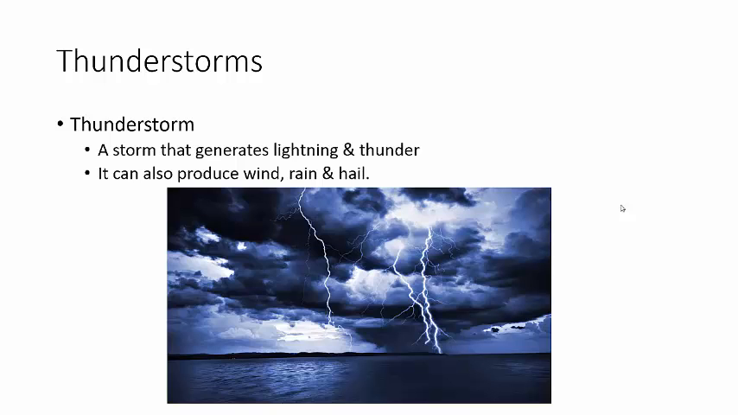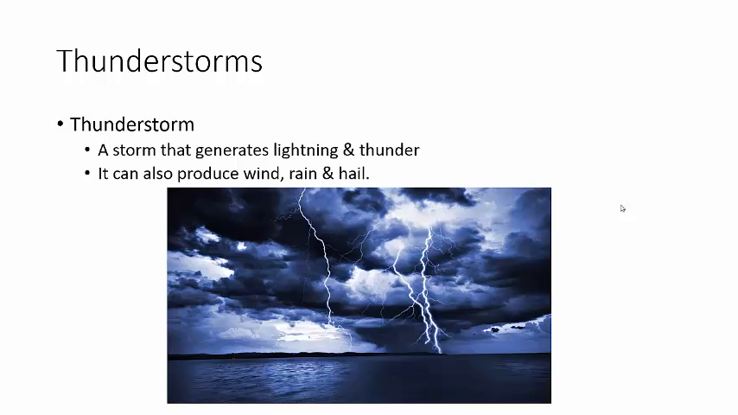But what exactly is a thunderstorm? And you're going to love this definition because it's great. Right? It's basically just a storm that generates lightning and thunder. That's it, right? So if you've ever been in what they like to call a lightning storm, which is just a cloud and lightning and thunder and nothing's happening down below, that's still a thunderstorm.